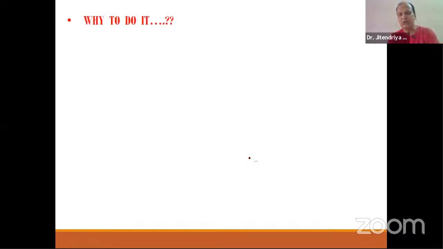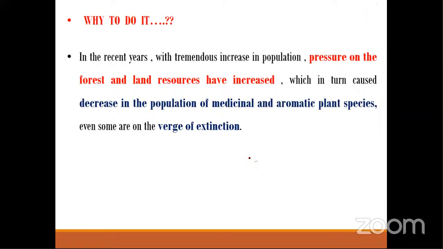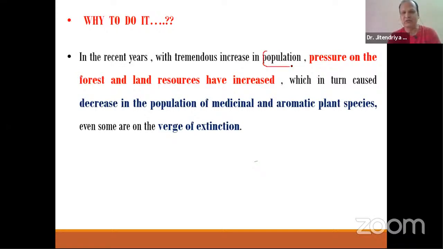Then why is there a need for this? Under this, there are several features. The important part is the population crisis. A huge population is growing, and per second you cannot imagine how many new generations are being incorporated into this world. This creates pressure on food requirements, and to accommodate this population we require land resources.